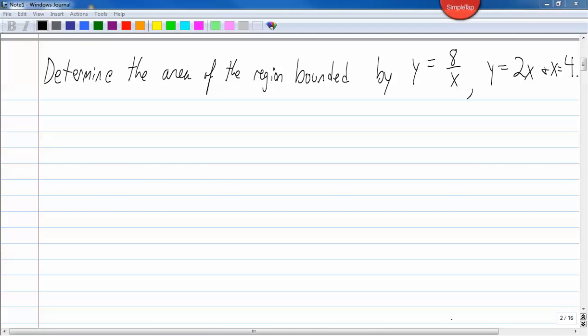Alright, determine the area of the region bounded by y equals 8 over x, y equals 2x, and x equals 4. So the first thing I want you to do on this is graph y equals 8 over x, y equals 2x, and x equals 4. Doesn't have to be exact, just give me a rough sketch so that we can set up the integral.